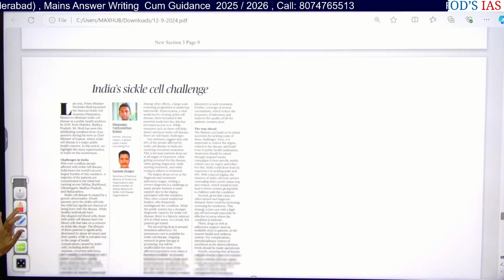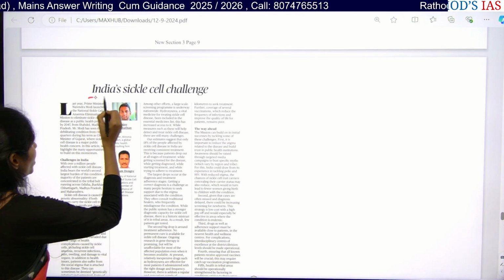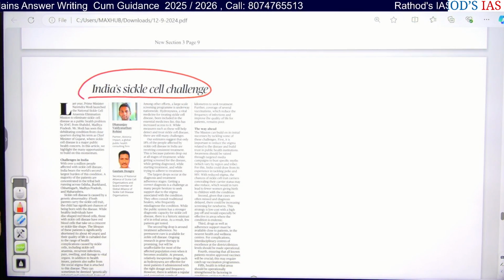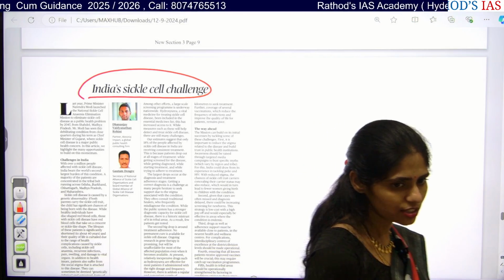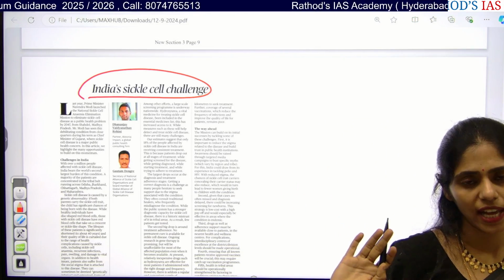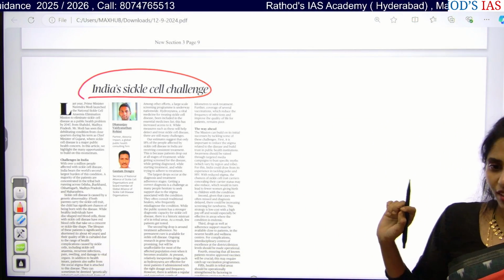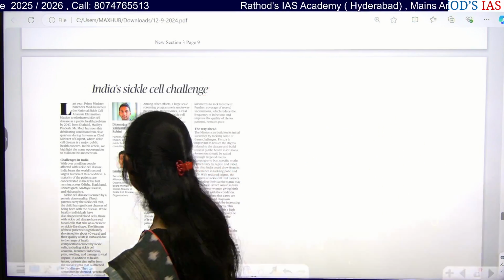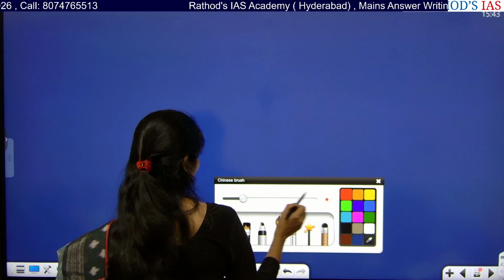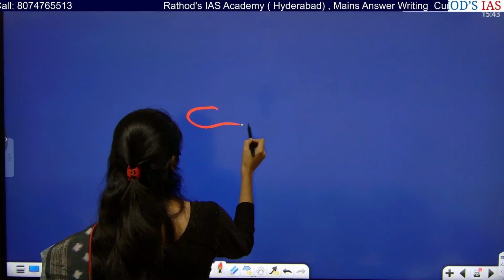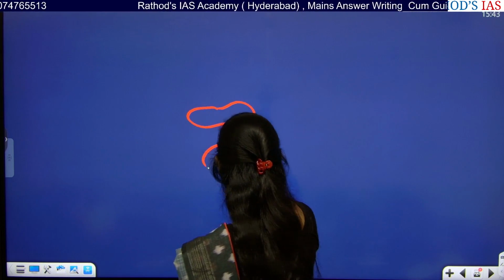And see this article, India Sickle Cell Challenge. What is this sickle cell? Sickle means an instrument which is normally used in agriculture. Okay, what is sickle cell anemia? Yes, so actually normally the red blood cells, what is the shape of these red blood cells? Yeah, disc shape or biconvex shape, like this they will be.